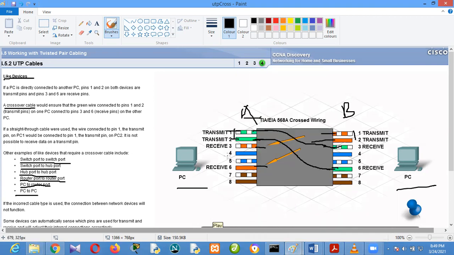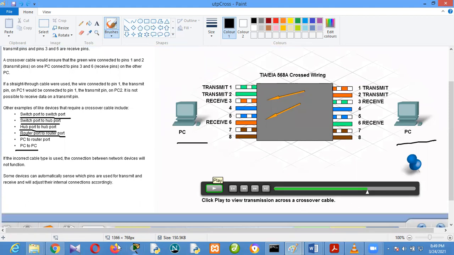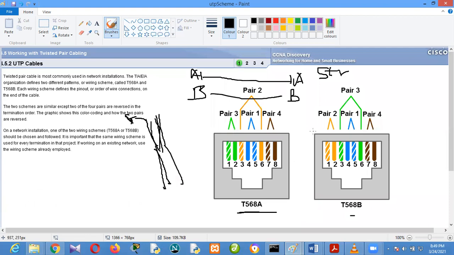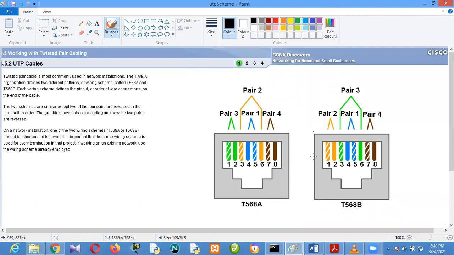Now, the other cables are reserved. The reserved cables are blue and brown. Sorry, I better use the other scheme. Okay, I think I better be using this. Now, blue and brown are reserved for PoE. PoE is a technology. We call it power over Ethernet.